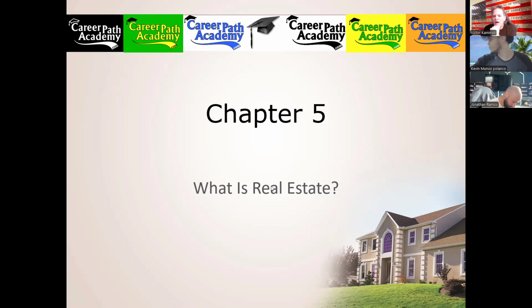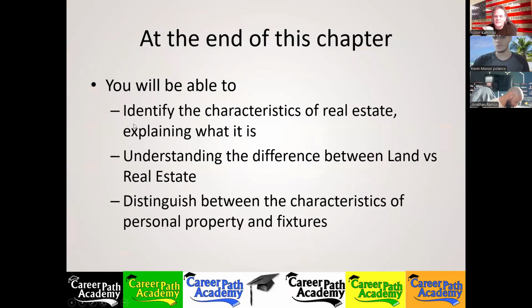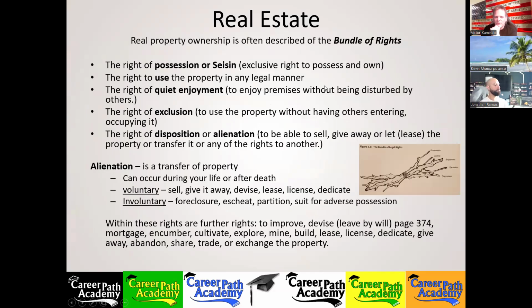So, in this chapter 5, what is real estate? Good question. If you want to get into business, right? In this chapter we're going to identify the characteristics of real estate. We're going to learn what the term real estate means. We're going to learn the difference between land and real estate, and we're going to distinguish between the characteristics of personal property, what is a personal property, and what is a fixture.